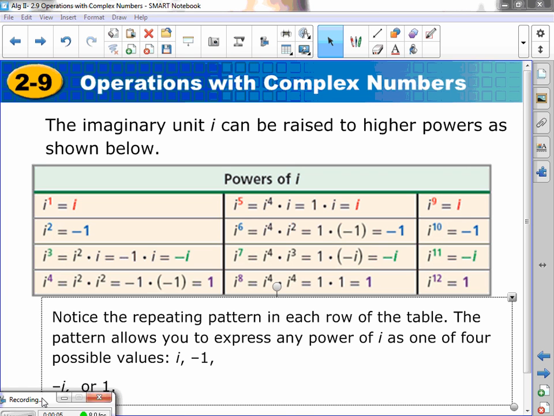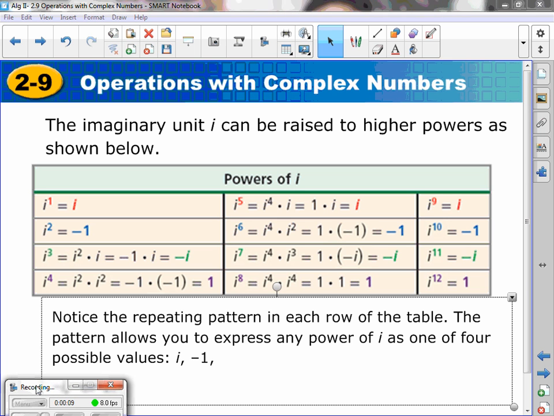This is where we left off in the lesson the other day. We're beginning to talk about the i values. If you have i to the first, it just means i. If you have i squared, it means -1. i to the third means -i. And i to the fourth is 1.